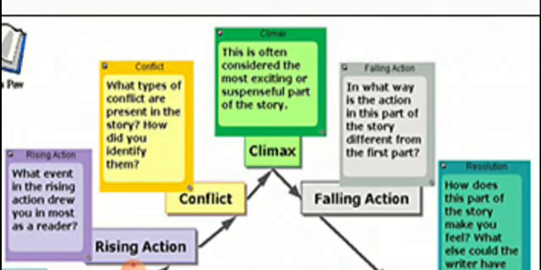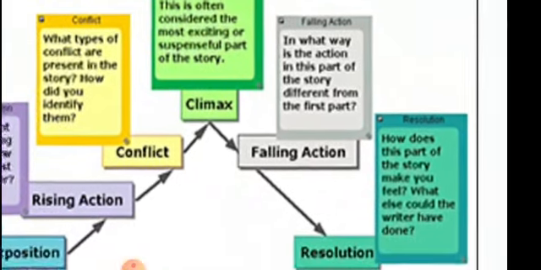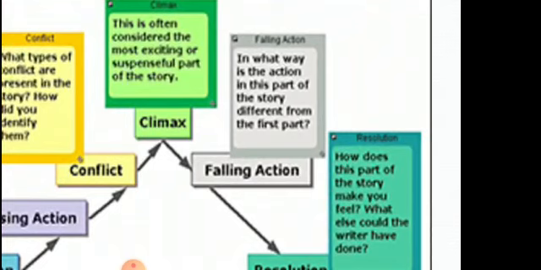And then you will find a pause, and they say that we will continue after a break. So this is the climax. You will get into an extreme excitement and suspense part of the story. And then after being at such a high level of excitement and suspense, there should be a falling action.